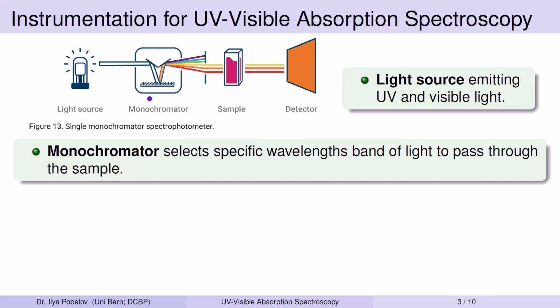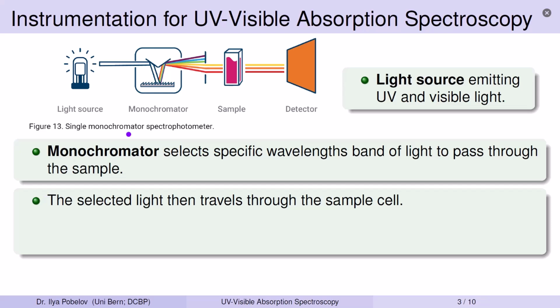Next, the emitted light passes through a monochromator. This component is crucial as it selects specific wavelength bands of light to pass through the sample. By doing so, it ensures that only the desired wavelength reaches the sample, allowing for precise measurements. The selected light then travels through the sample cell, where it interacts with the sample.